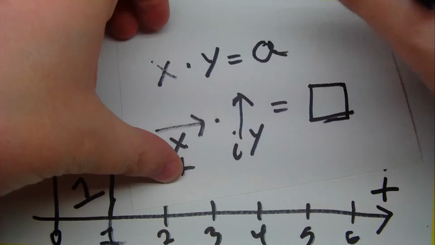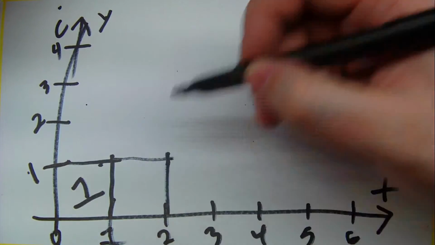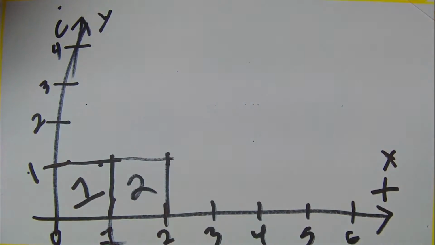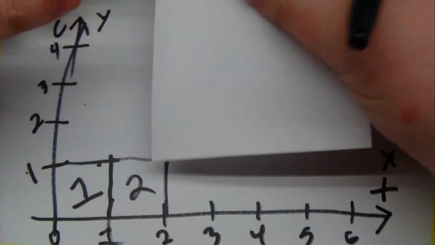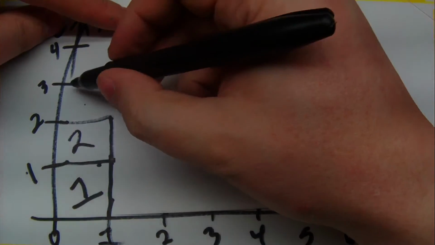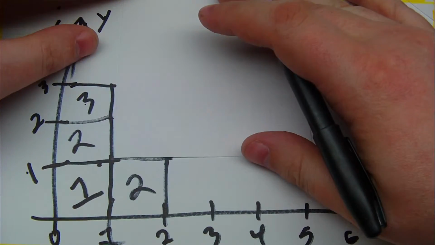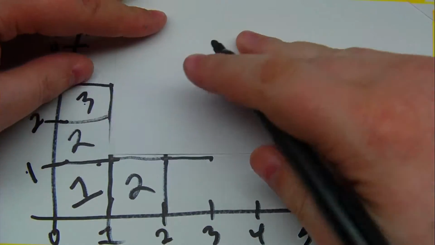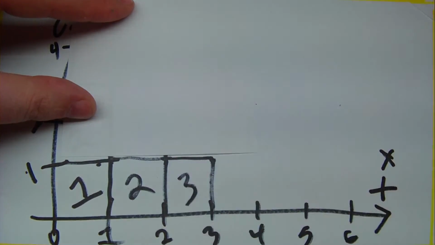Alright, so we get some area 1. If I extend this over this way, I get an area of 2. But I can also extend the area this way, and I also get an area of 2. If I extend up to 3, that's an area of 3. I can also go this way and get an area of 3.